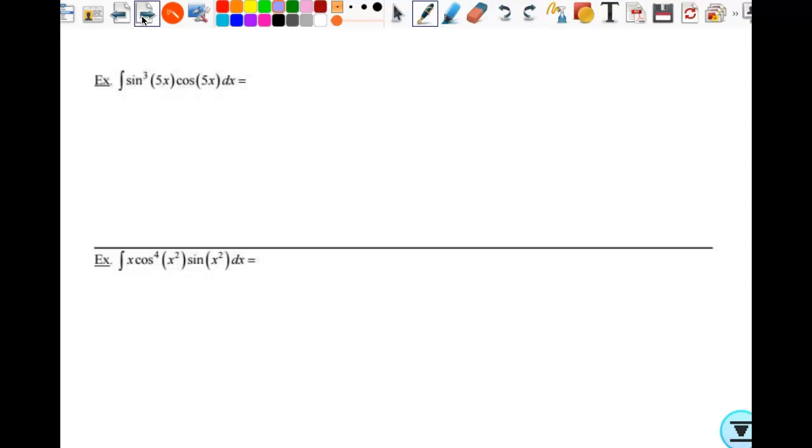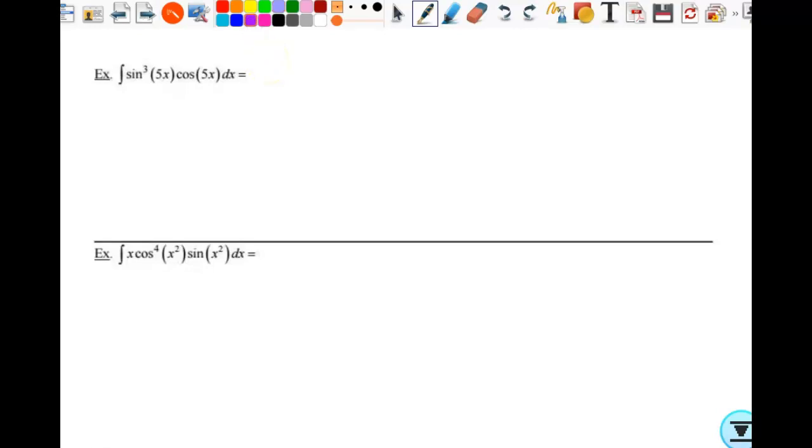It's the same thing. Tell me which one you do. No. Because this is a product. You can't do them separately unless it's addition. What do we use as u?